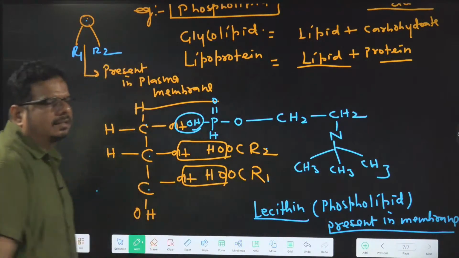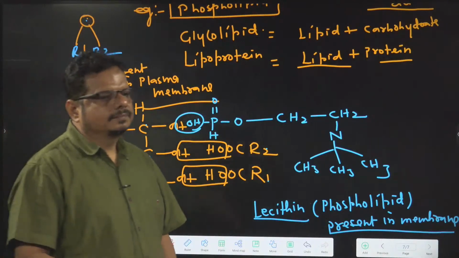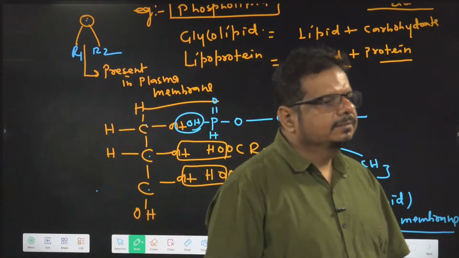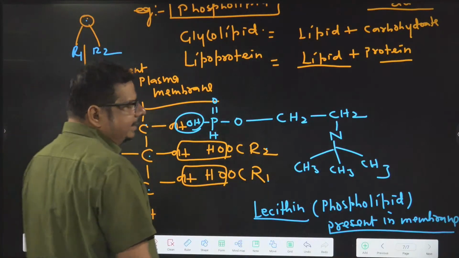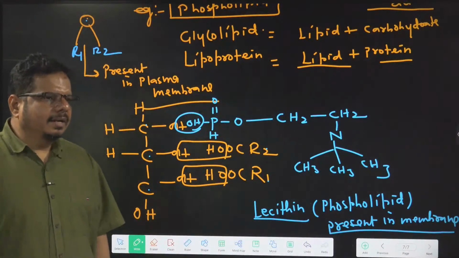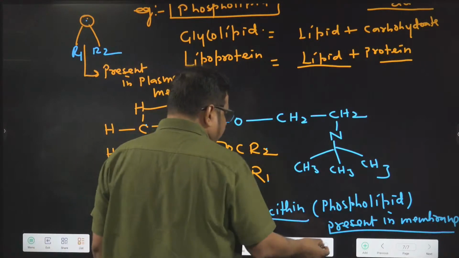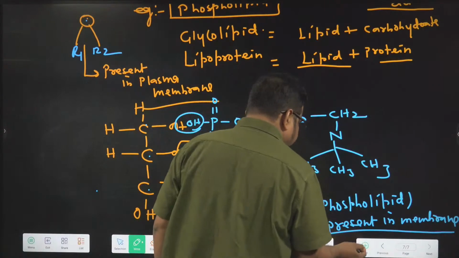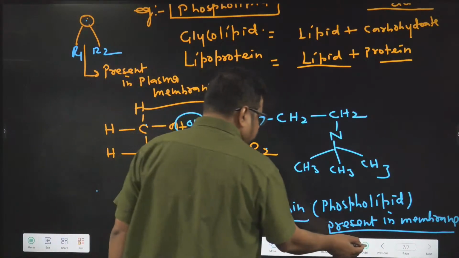You got the idea? So this is the structure of a lecithin. Done? Over. Now we are going to deal with conjugated lipid. Phospholipid over. And conjugated lipid over. Now we are going to deal with which one? Derived lipid.